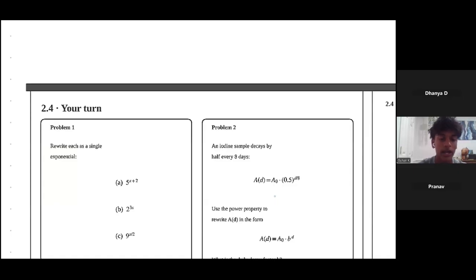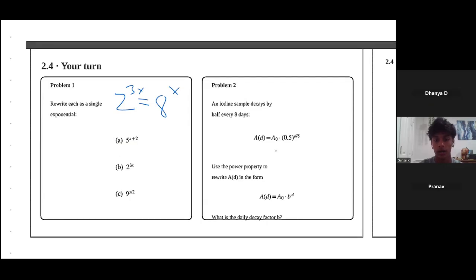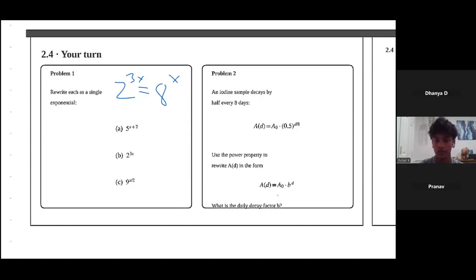All right. Rewrite each of these as a single exponential. For example, what they want you to do is if it was 2 to the 3x, you would bring down the 2 to the 3, and it would become 8 to the x. So basically, they want you to do that with all these three, and then an iodine sample decays by half every 8 days. Use the power property to rewrite this function, which is a of 0 times 0.5 to the d over 8, and rewrite that to become a of 0 times b to the d. So we're changing that 0.5, and we're getting rid of that 8.